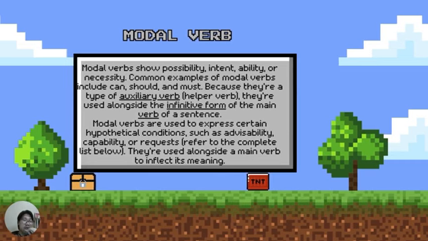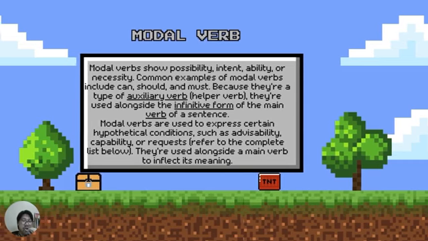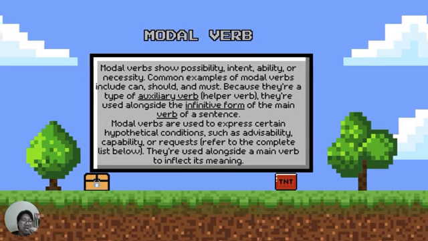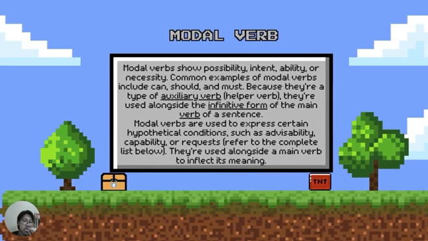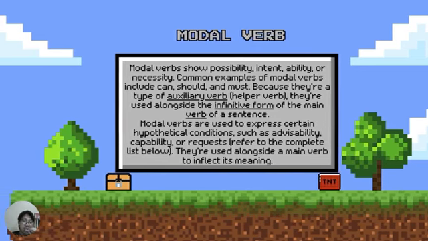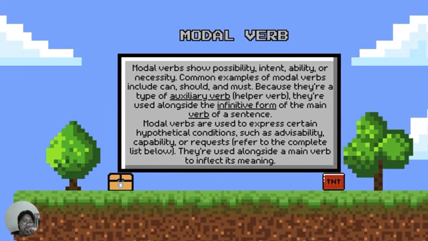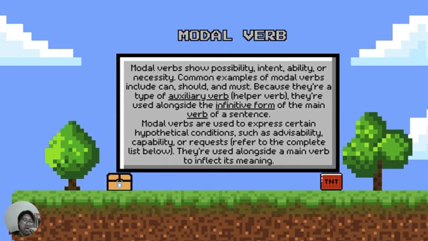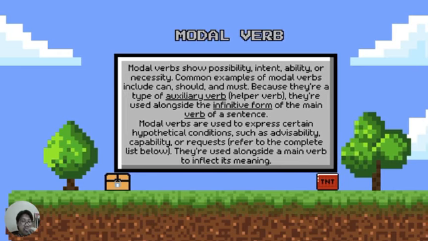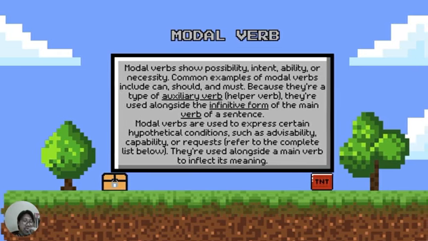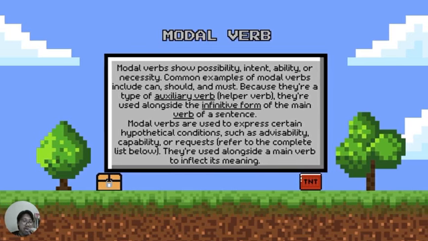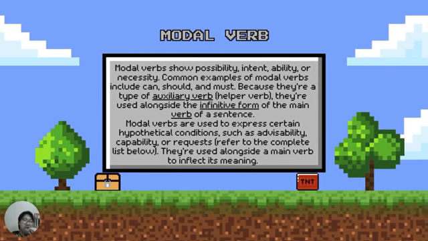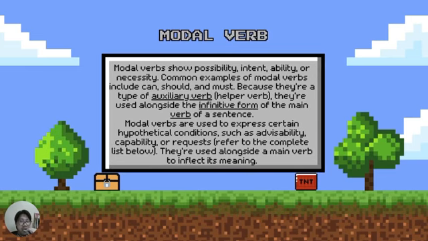Next, we have modal verb. A modal verb shows possibility, intent, ability, or necessity. Common examples of modal verbs include can, should, and must. Because they are a type of auxiliary verb, they are used alongside the infinitive form of the main verb of a sentence. Modal verbs are used to express certain hypothetical conditions such as advisability, capability, or request. They are used alongside the main verb to inflect its meaning.